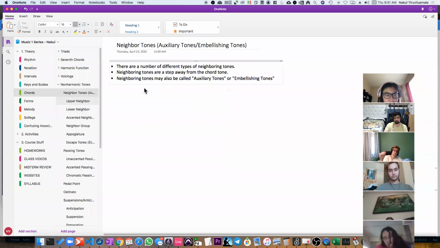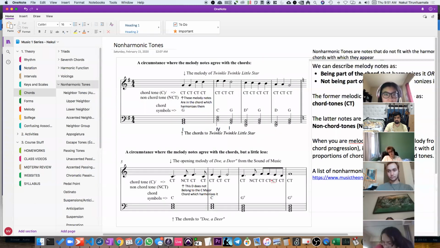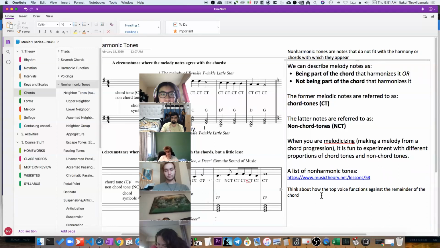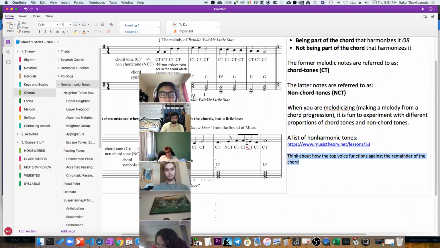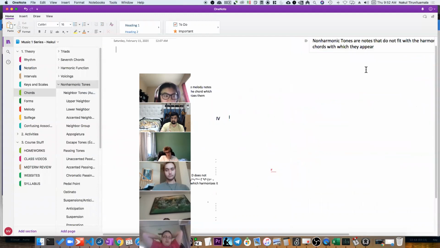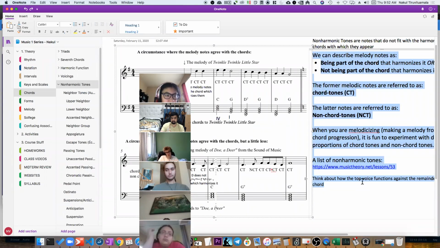So I can write that down. Where am I going to write this down? Think about how the top voice functions against the remainder of the chord. I have to be careful about formatting this, because sometimes it'll move my pictures around. Okay, I'll think about where I'm going to put this.